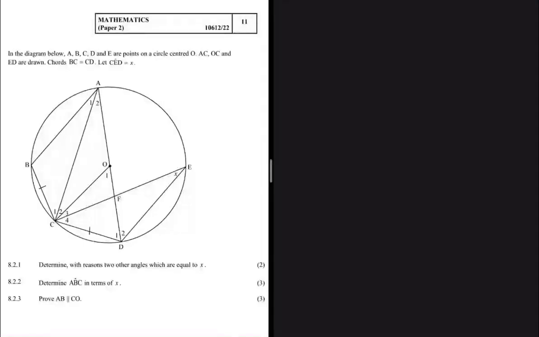The answers to this question are actually on the question itself. Let me show you what I'm talking about. This question says that in the diagram below, A, B, C, D, and E are points on a circle centered at O. AC, OC, and ED are drawn, and chord BC is equal to chord CD. So let's go ahead and write that down. We're saying that chord BC is equal to chord CD, right? And we are told to let angle CED be equal to x.